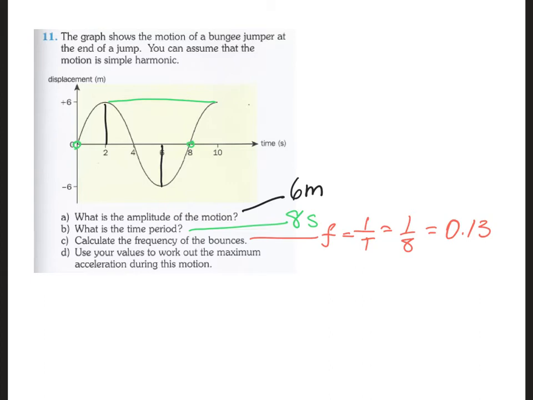Now it says use your values to work out the maximum acceleration. Remember we said that a equals negative omega squared times x. So what we need to know is, where does our maximum acceleration occur? Well, the maximum acceleration will occur at maximum displacement, which we call amplitude. And here we can put in the omega is going to be 2 pi f, or I can say 2 pi over T, which will be 8 squared times my maximum, which is 6. Pick up your calculator, and I'm sure you can get the answer.